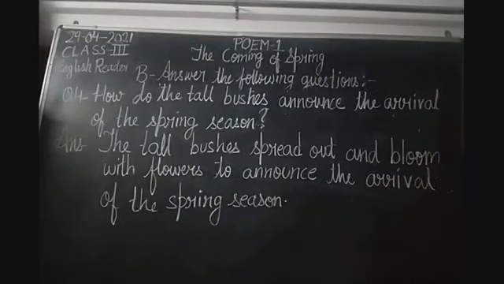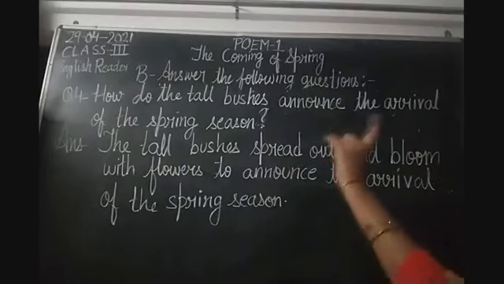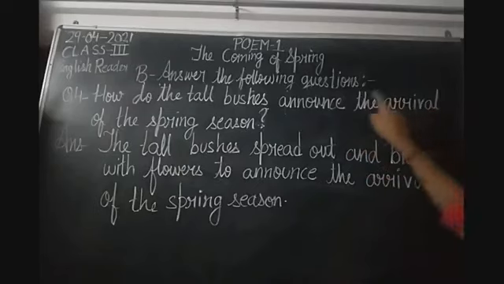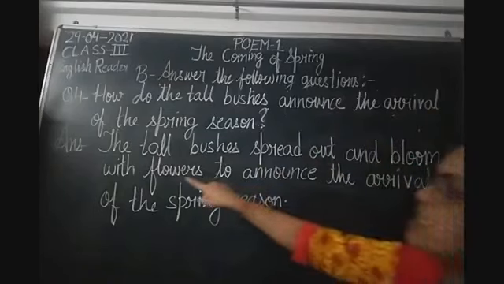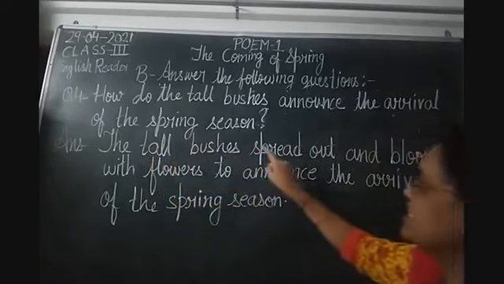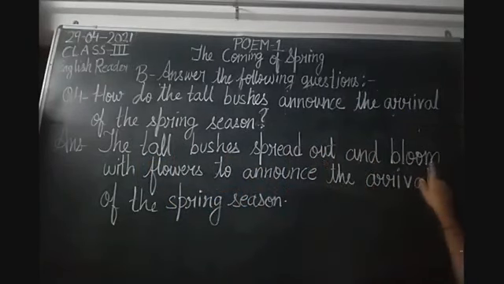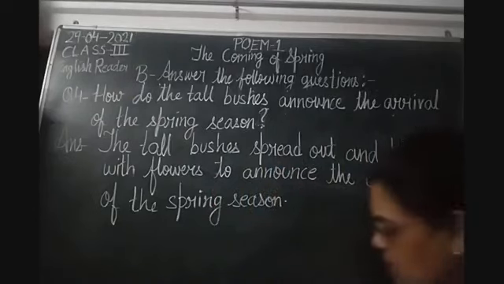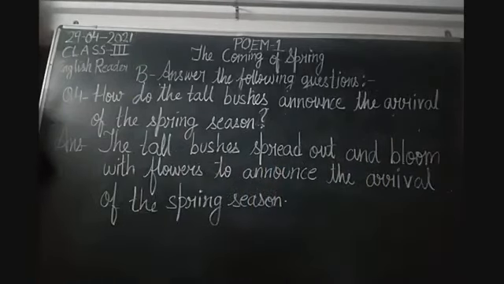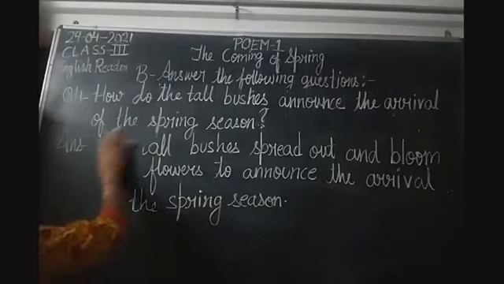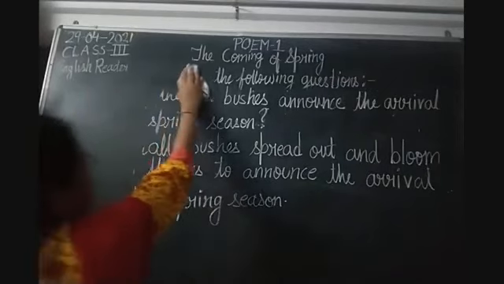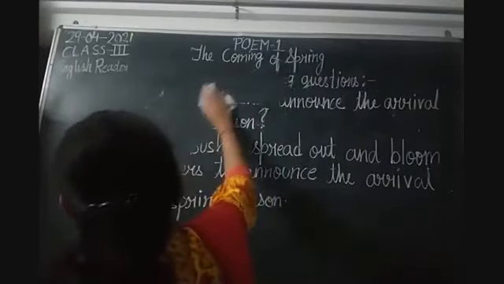So now once again I'm going to read it and then I'm going to erase it. Question 4. How do the tall bushes announce the arrival of the spring season? Answer is the tall bushes spread out and bloom with flowers to announce the arrival of the spring season. Fine. Now I'm going to erase this, and then there's one more question given in the literary appreciation.